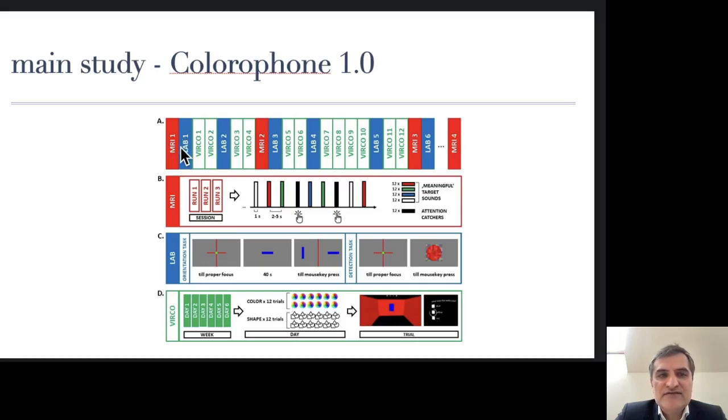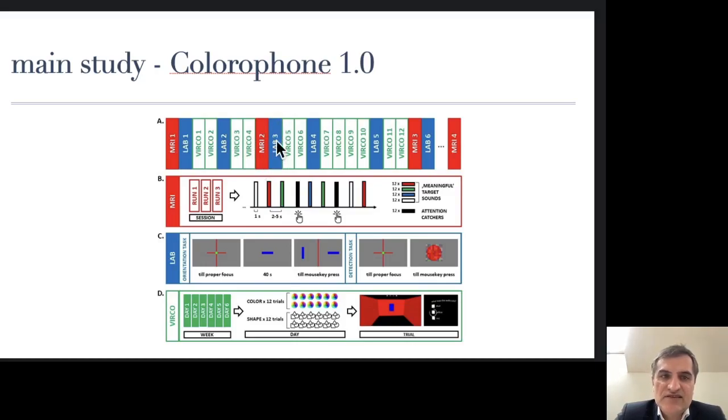And then starting from day 2, so already in this week, participants start to use the so-called VRCO, the virtual reality system that reproduces the Colorophone functions. And then this VRCO has been used for 2 weeks exclusively. Then we've got another meeting with the participants in the lab. And then we again run 2 weeks with the VRCO training only. Then we've got the first post-test of the MRI to see the short-term changes in the brain activity.